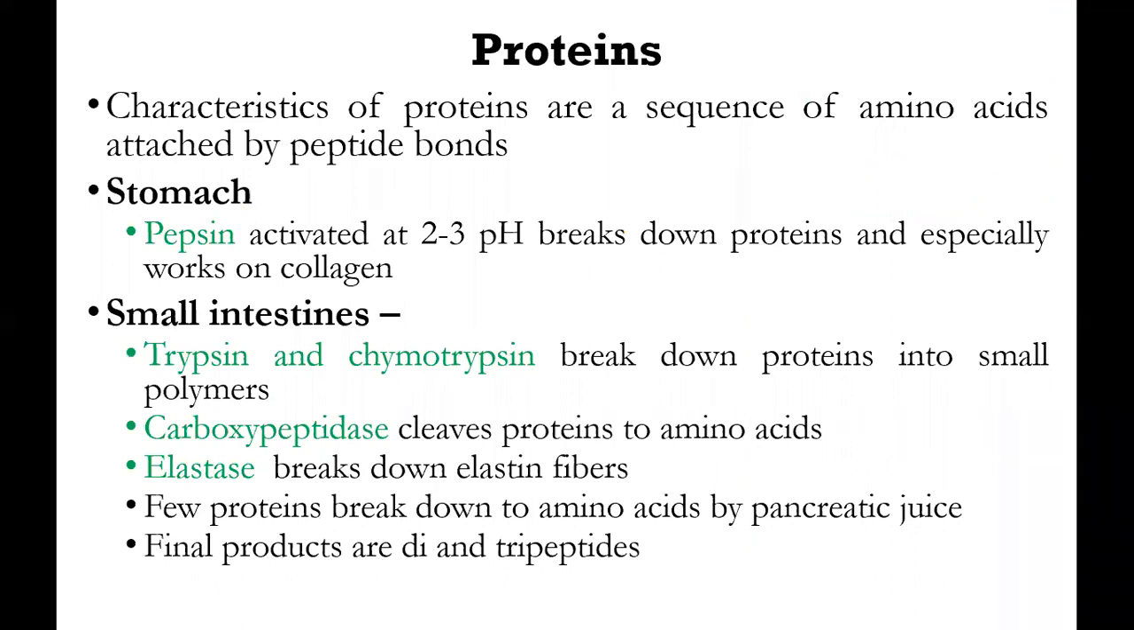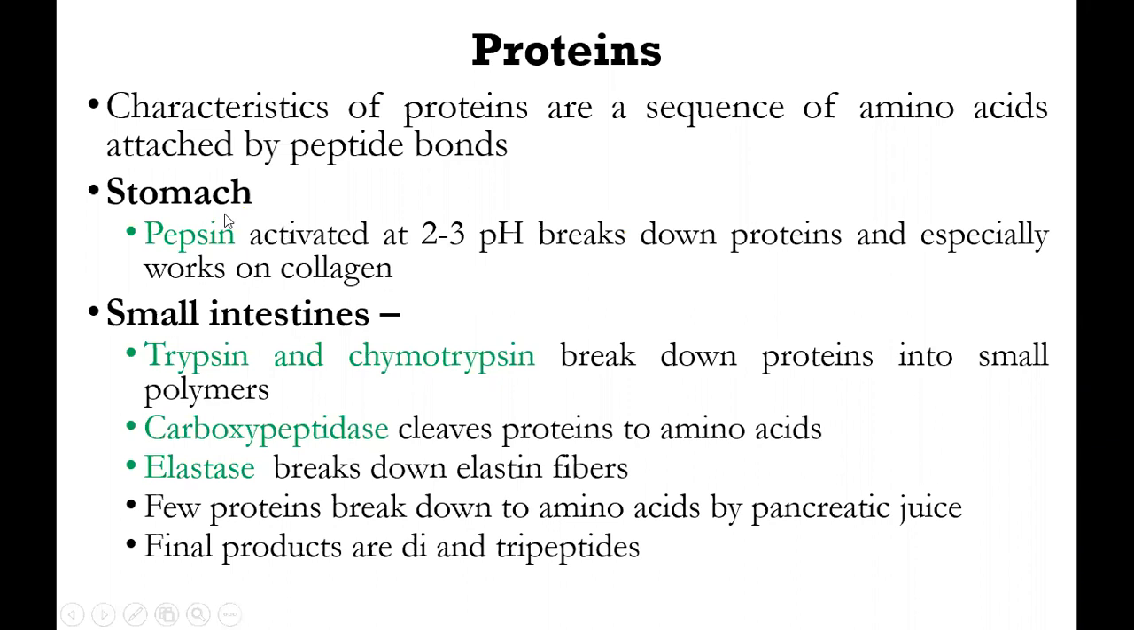So the characteristics of proteins are a sequence of amino acids attached by peptide bonds. So you have a chain of amino acids, which is called a polypeptide chain. So you have a lot of amino acids attaching to one another using the peptide bonds.